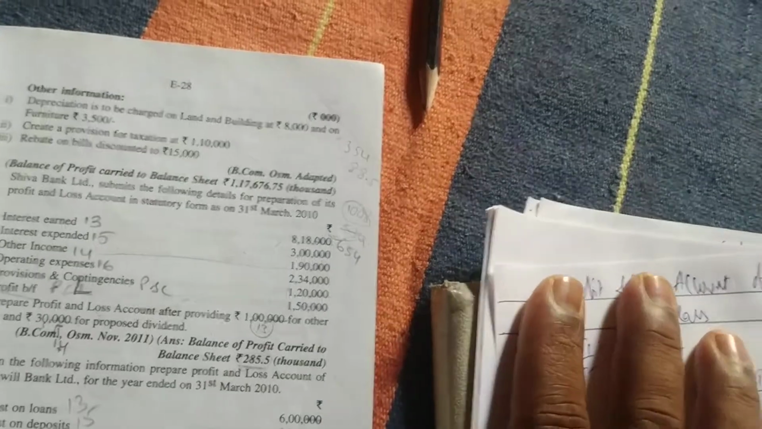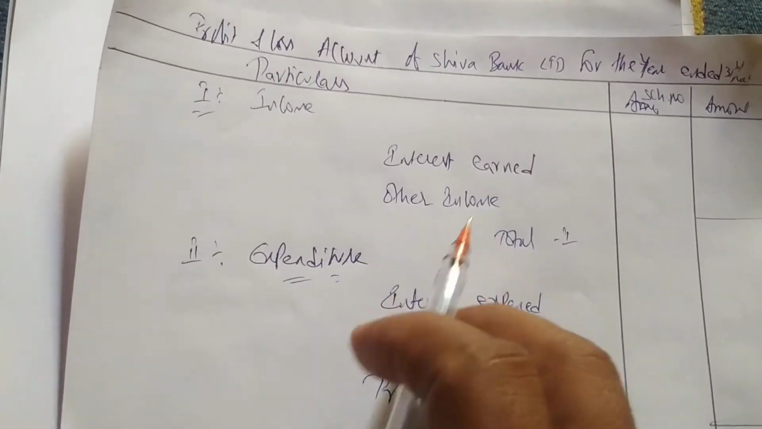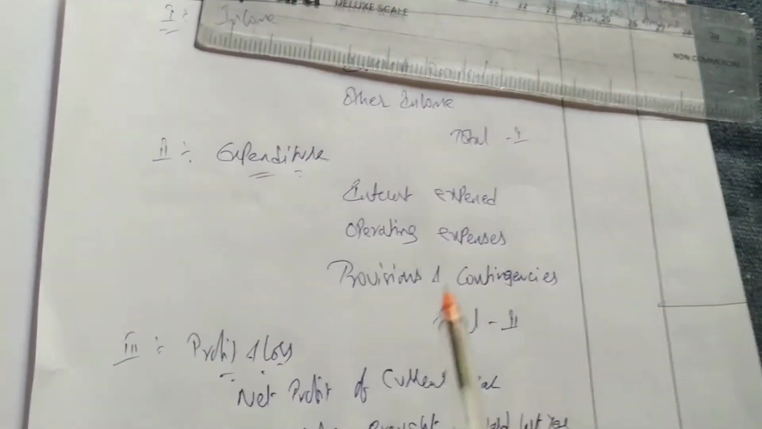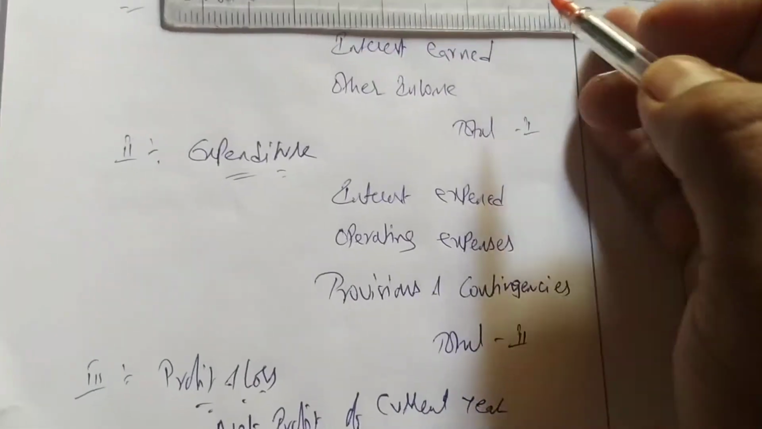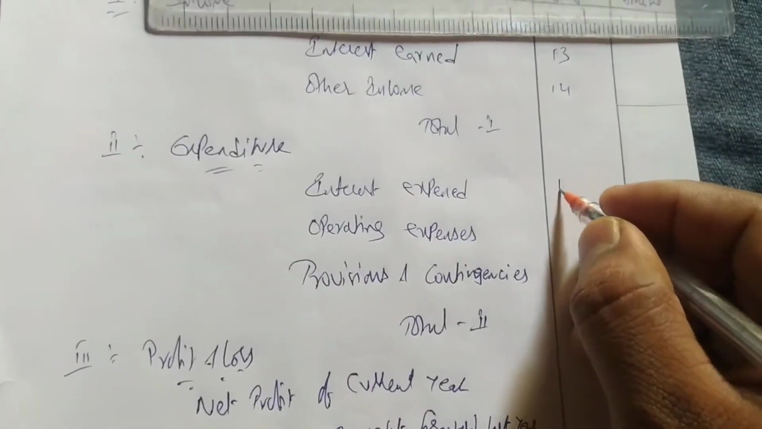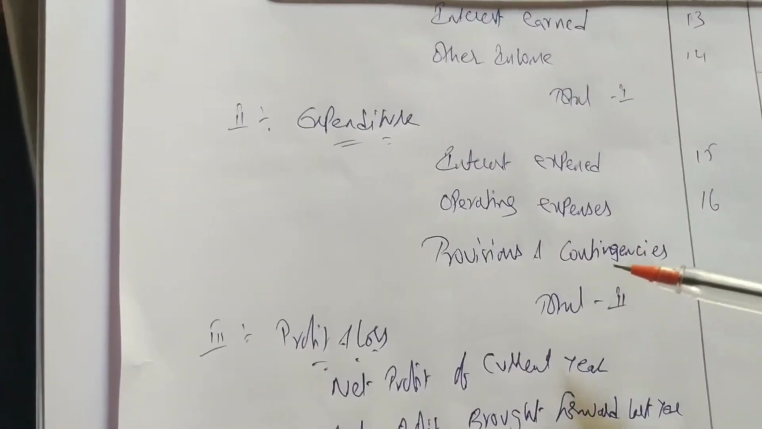So first we have to write here what? The entire format we have written. So Roman number 1, interest earned and other income we have written. Then we have written after that other expenditure. In that we have to write schedule numbers, I have not written, right? Schedule 13, 14, 15, 16. There is no schedule for provisions and contingencies. So we have written the entire format.